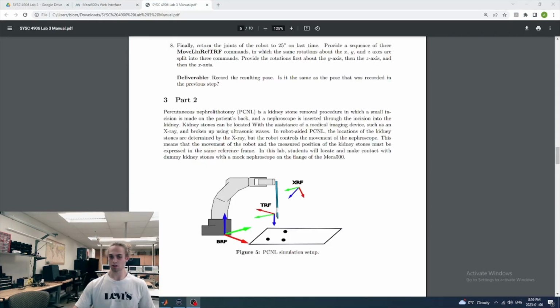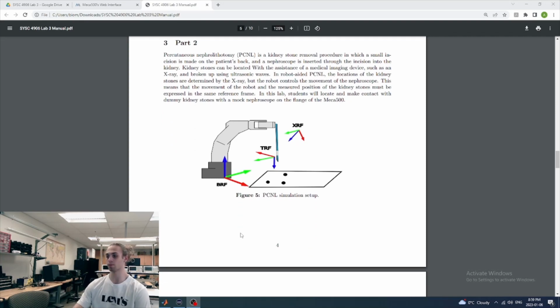All right, for the next activity, we're given this graphic over here, and we're told that these dots on the workspace are kidney stones that we're observing with the medical imaging device. We're calling the medical imaging device the XRF, for X-ray reference frame, and we need to figure out where these points are relative to the base reference frame so that we can move our tool towards it.